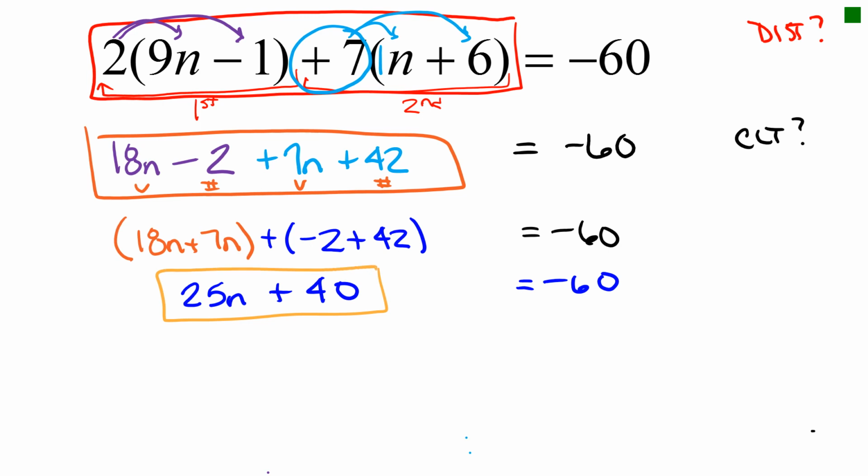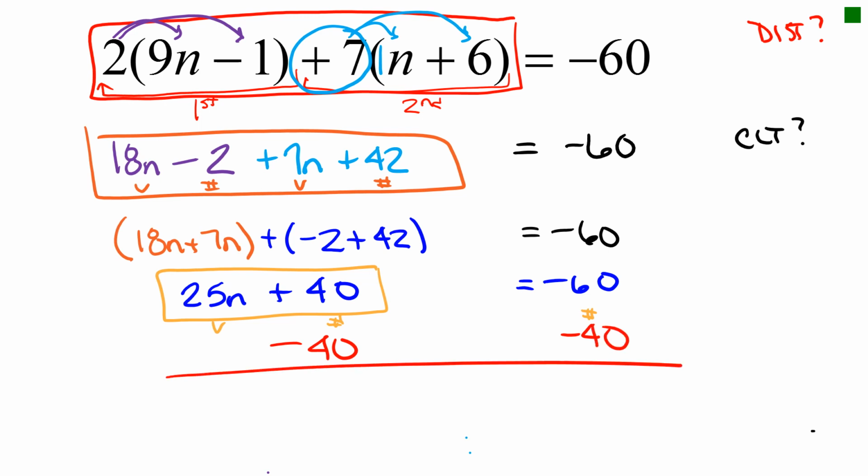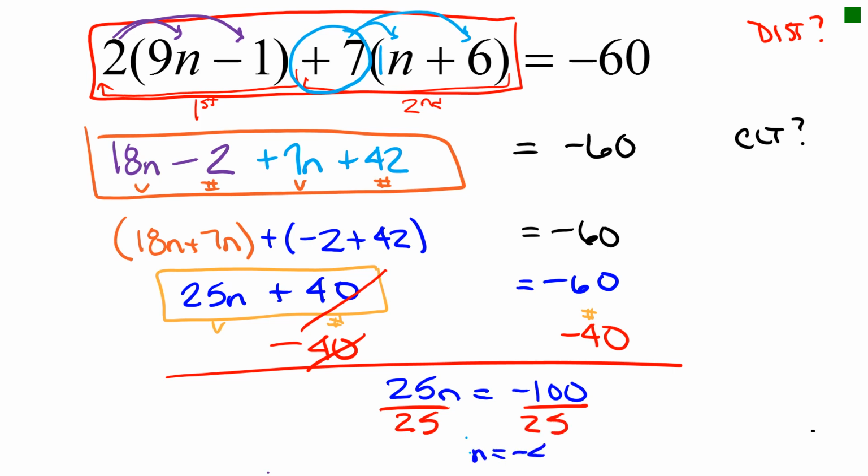Left side, that's where my plus sign is. I've got to move. This is a variable, this is a number, and over here on the right is a number. So I'm going to move the number term. I'm going to subtract 40 from both sides. The 40 and the negative 40 cancel. I have 25n equals negative 100. Multiplication means I go ahead and divide by the coefficient. So n is going to equal negative 4.